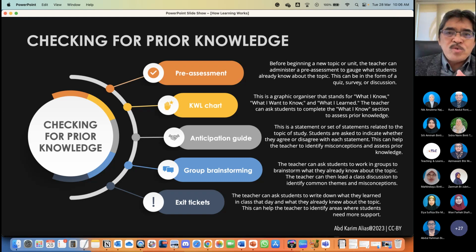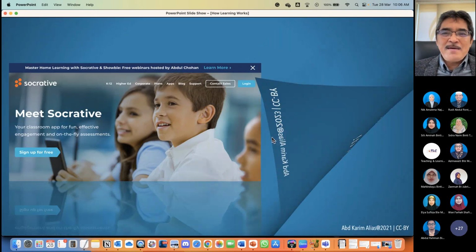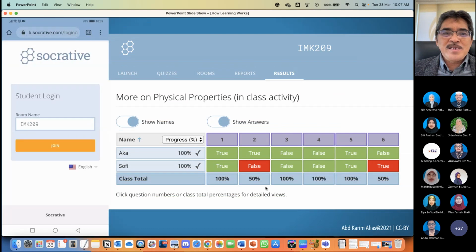So don't just throw the students into hot water or into the swimming pool, especially for difficult subject, engineering. Engineering, don't expect them to come ready to roll, ready to rock, so to speak. Okay, so this is a Socrative app, can be used to check prior knowledge, and I have demonstrated this.